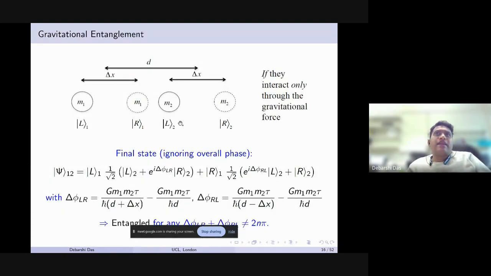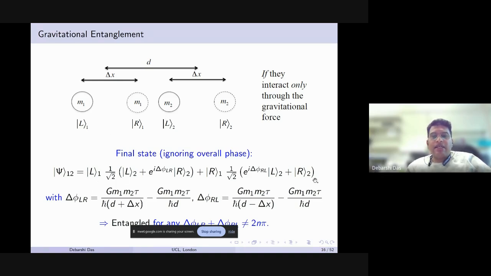Now, to estimate whether entanglement is actually generated or not, let us consider that the gravitational field between these two masses is quantum in nature, and these two masses are interacting only through the gravitational force. Then starting from a product state, the final state after a certain time can be expressed in this form. And this state is actually entangled for certain choices of the parameters. So that means if gravity is quantum in nature, it will create entanglement between these two masses.